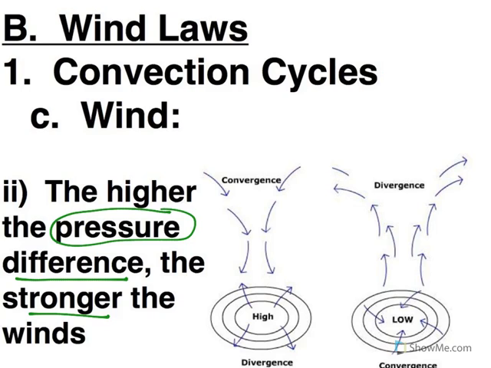So all of this comes down to convection, what the air is doing, how that creates our pressure systems, and how the pressure then leads to our winds.